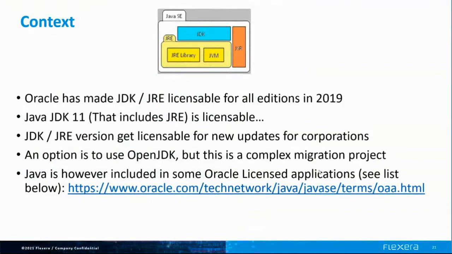Java. I will maybe be 5 minutes longer than expected, but Java has been declared to be licensable by Oracle in 2019. And the complicated thing is that Java is a mix of JDK and JRE, and the mix is Java Standard Edition, Java Platform Standard Edition.